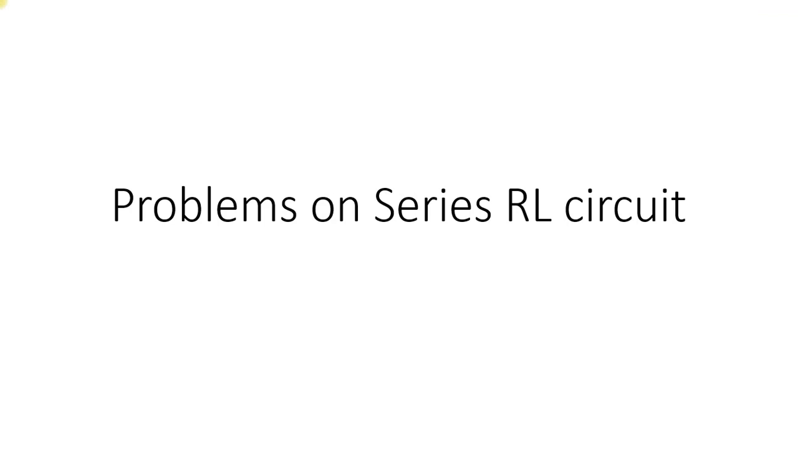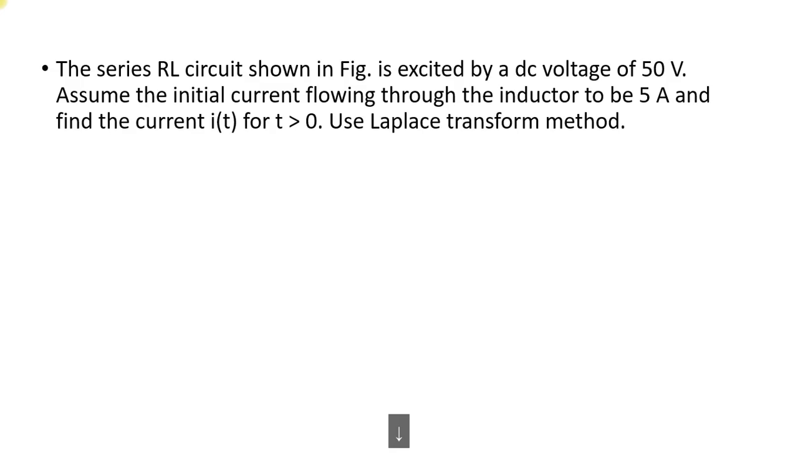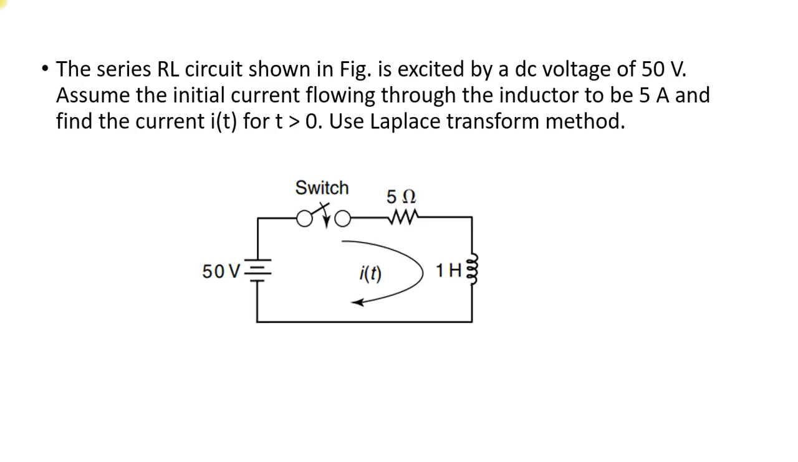In today's lecture, we are going to see some solved problems in series RL circuits with step input voltage and sinusoidal input voltage. First, we will see the solved problems in the RL series circuit with step input voltage. The series RL circuit shown in the figure is excited by a DC voltage of 50 volt. Assume that the initial current flowing through the inductor is 5 ampere, and find the current i(t) for t greater than 0.